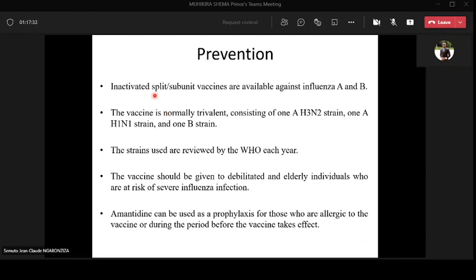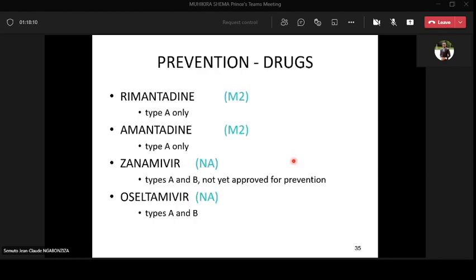Though there is inactivated split subunit vaccine for influenza A and B, the available is normally equivalent to get H2N2 strain na A, H1N2 na B. And the WHO review this composition each year bitewe na n'iriya surveillance iba yakozwe muri noze. Treatment amantidine can be used as prophylaxis ariko yanakoreshwa as a drug treatment. Rimantidine type A only, amantidine type A, which is zanamivir for both.